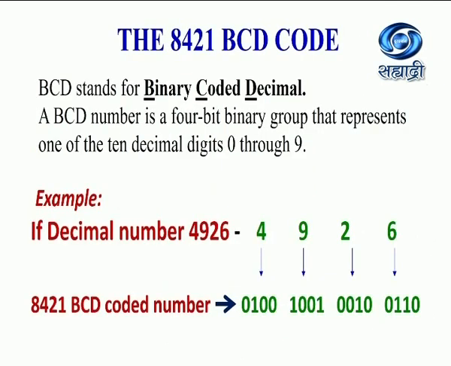So what do you mean by 8421 BCD code? BCD stands for binary coded decimal. A BCD number is a 4-bit binary group that represents one of the 10 decimal digits from 0 to 9. So let's see the example. If decimal number is 4926, then we can represent this number in 8421 BCD code as 4 as 0100, 9 as 1001, 2 as 0010, and 6 as 0110. So we can represent decimal digits up to 9 only.